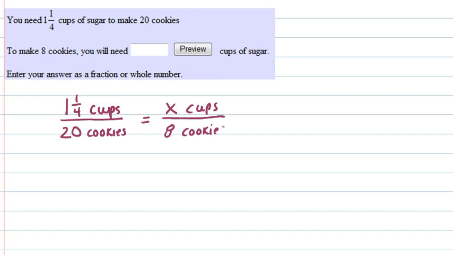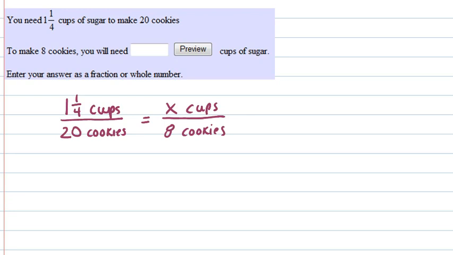I also like to kind of guess before I even start this. I know it's going to be less than 1 1/4, so probably around 1/2 cup or 2/3 of a cup or something. So I've got my proportion set up. Cups on top, cookies on the bottom. Remember, there is more than one way to set these up correctly.